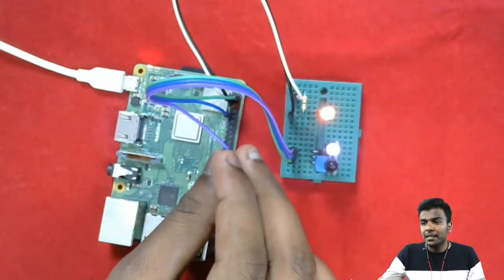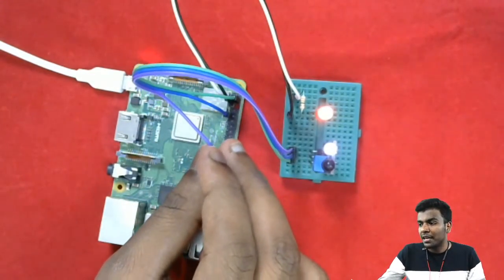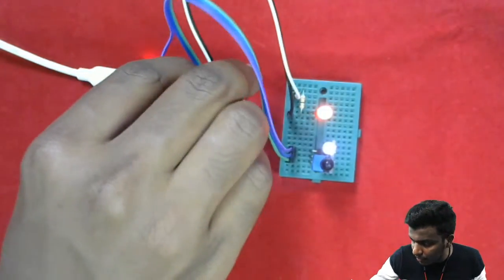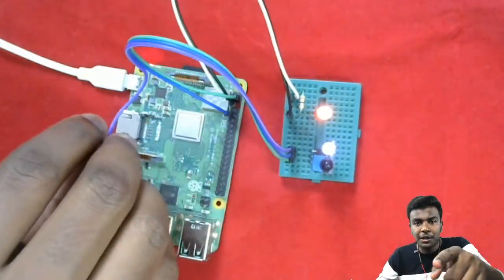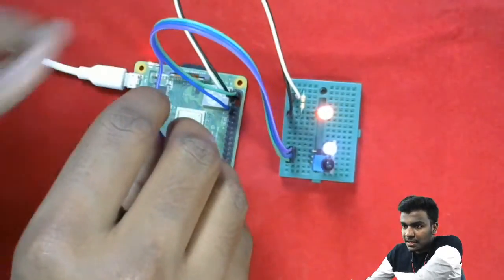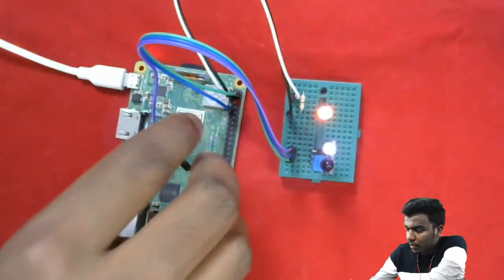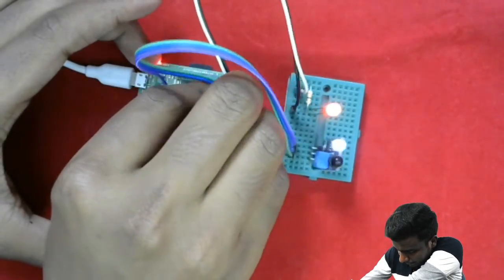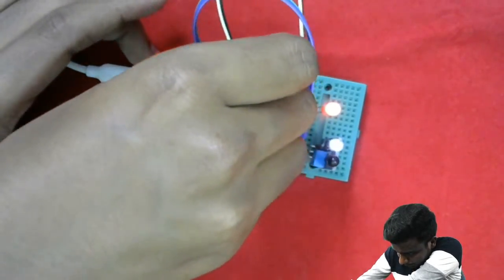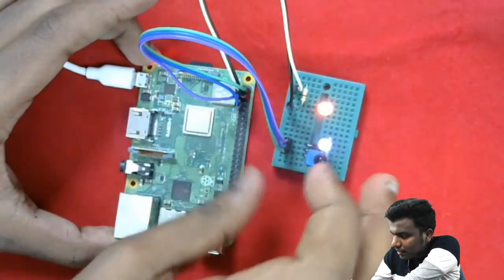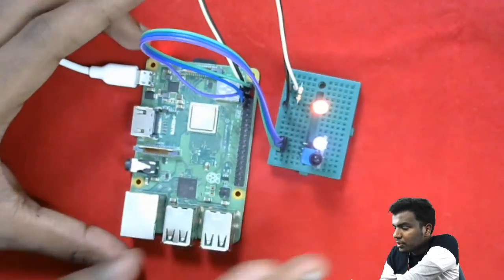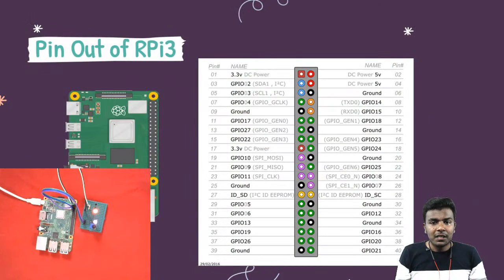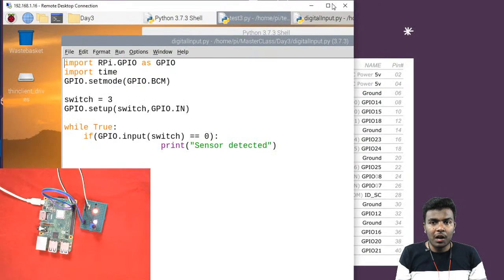So only one wire is remaining, and that wire is nothing but the data. On this data, I'm going to give it to the third pin, that is GPIO number 3, which is represented in the circuit diagram. So that's the connection, up to here. I hope you got this. So we have given the connection, and now we're ready to program.